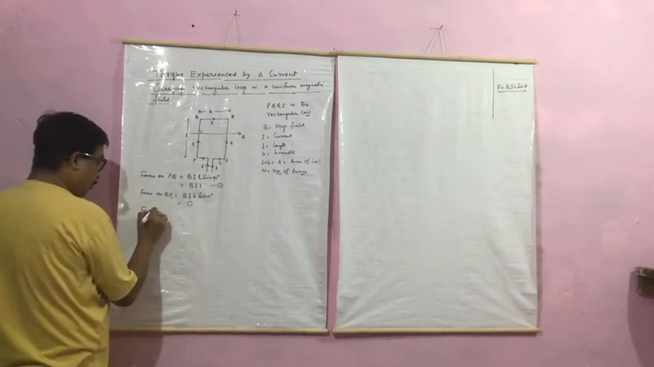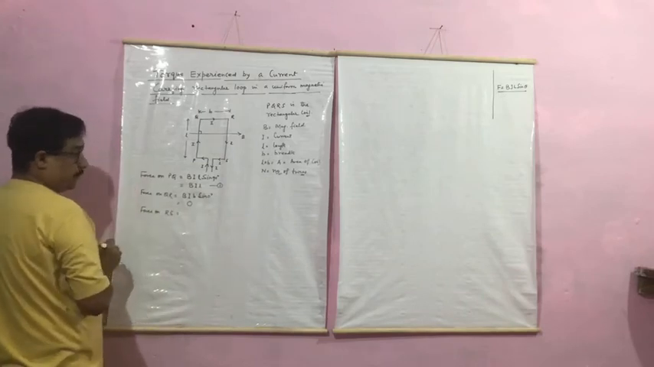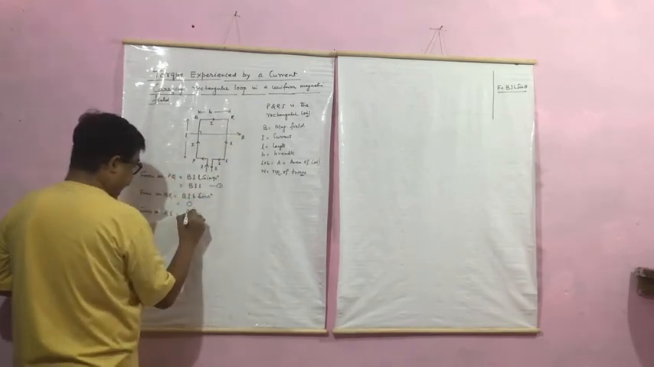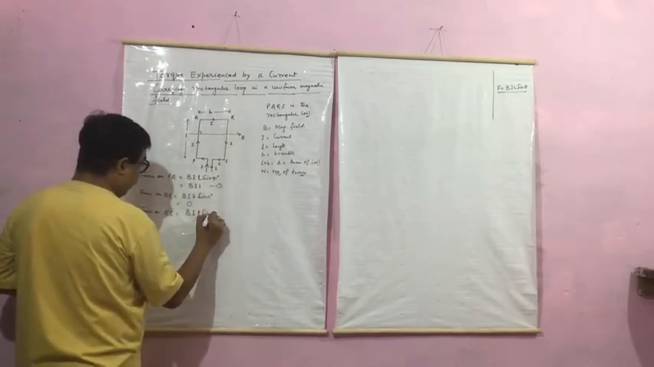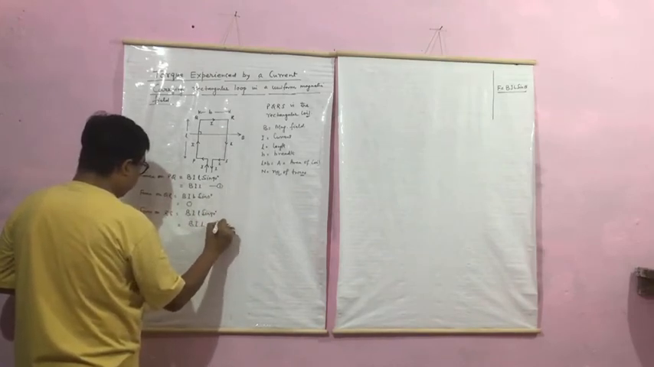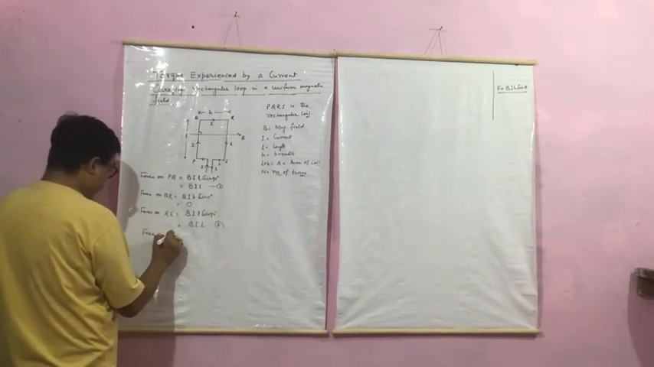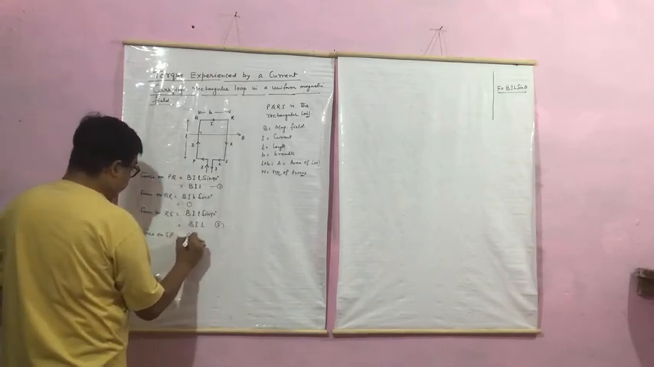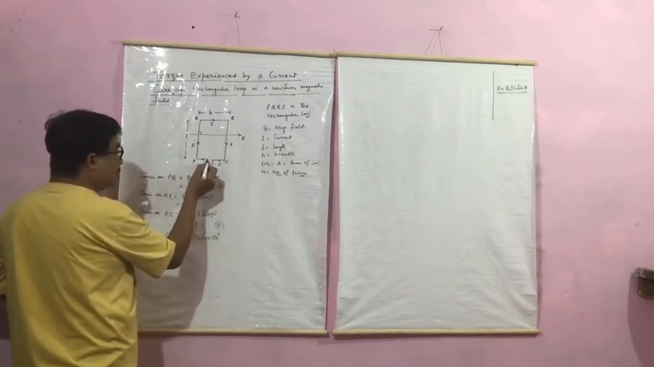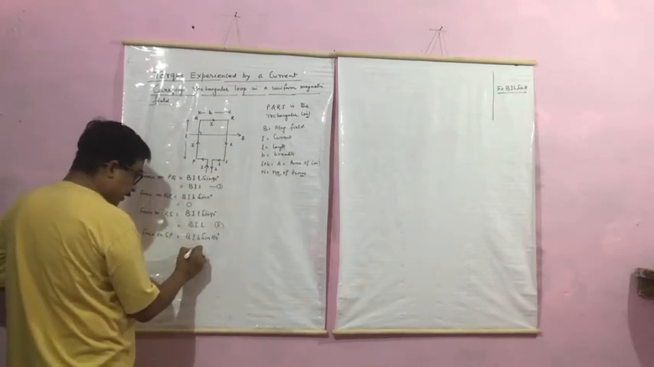Now force on RS. Force on RS, again BIl sine of 90 degree. So this is BIl. And force on SP is again BIb sine 180 degree, because the direction of current is this and magnetic field is this. So angle is 180 degree and sine 180 degree is 0.